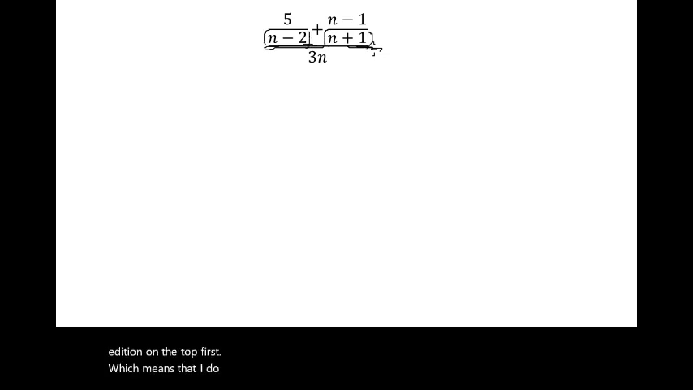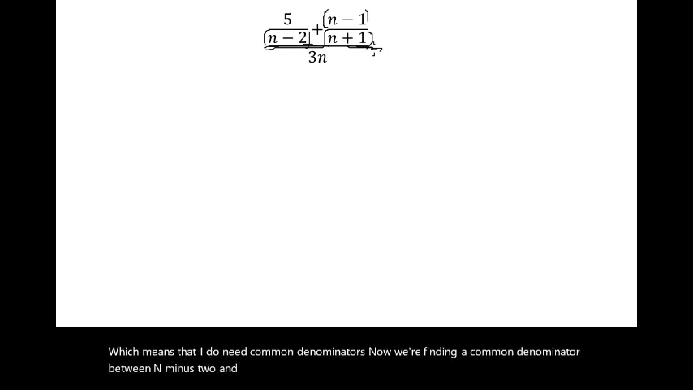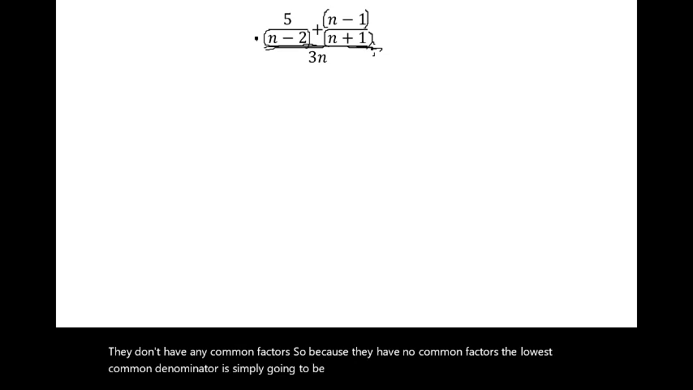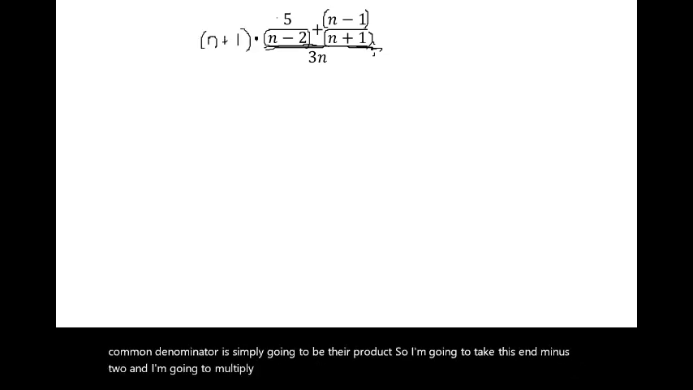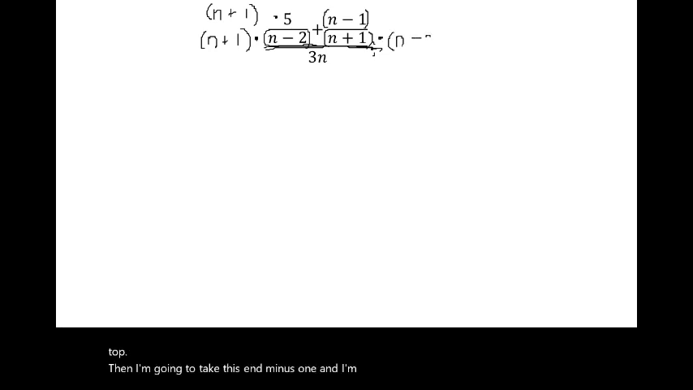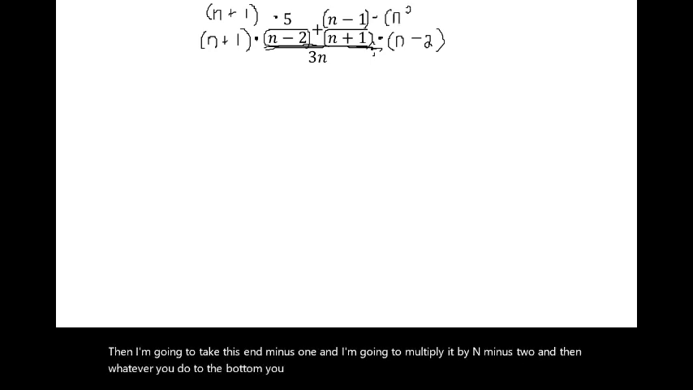Now we're finding a common denominator between n minus 2 and n plus 1. They don't have any common factors, so because they have no common factors, the lowest common denominator is simply going to be their product. So I'm going to take this n minus 2 and multiply it by n plus 1, and then I'm going to do the same thing to the top. Then I'm going to take this n minus 1 and multiply it by n minus 2, and then whatever you do to the bottom, you need to do the same thing to the top.